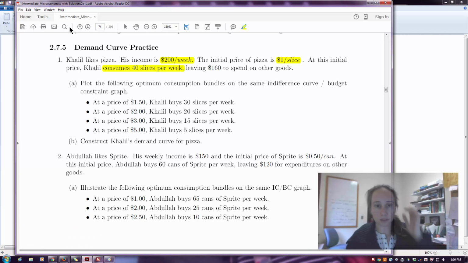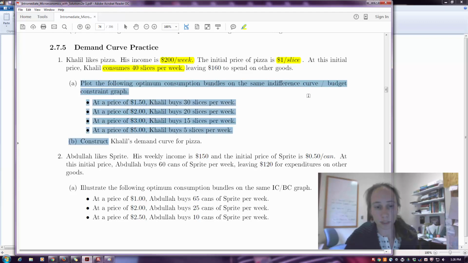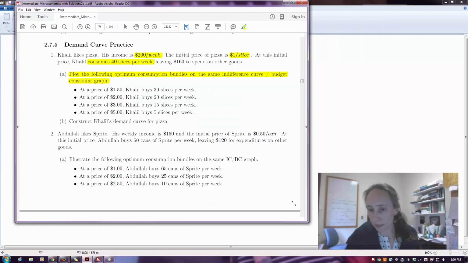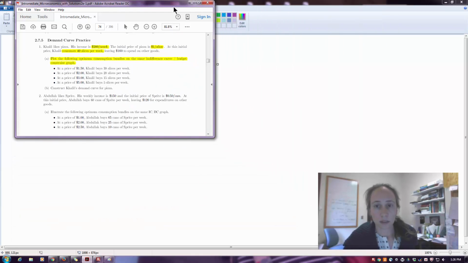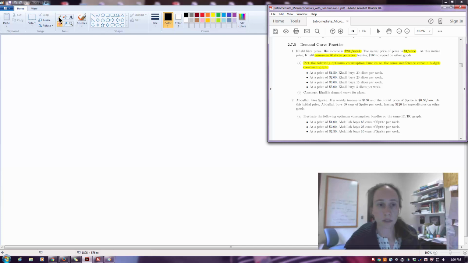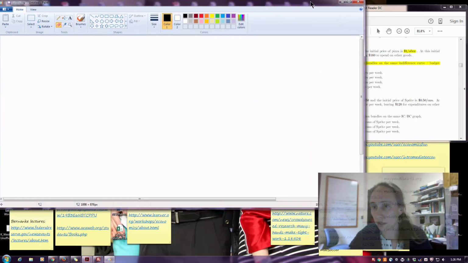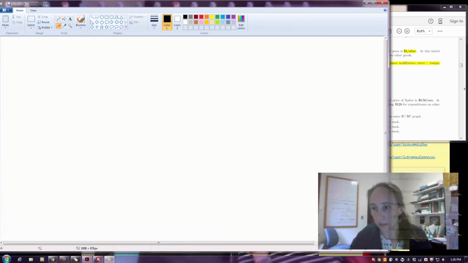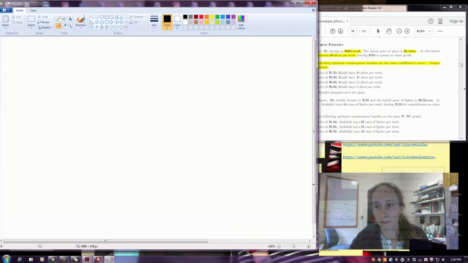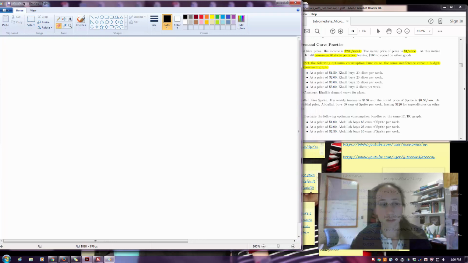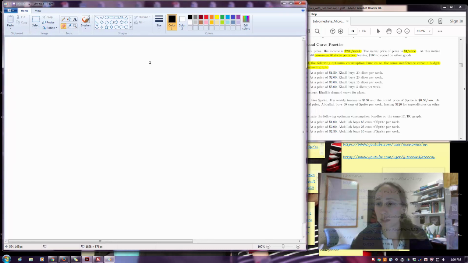Okay, so let's go back to how we are going to use this to derive his demand curve. Now it says, plot the following consumption bundles on the same indifference and budget constraint graph. So we have a couple of different points here. Let me see if I can push this over here. Okay, here we go. Hopefully we can see that okay. I think you're probably following along in your book though.